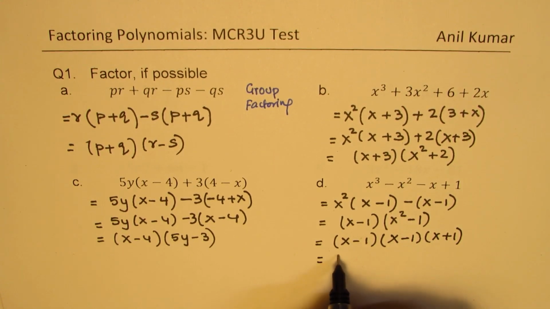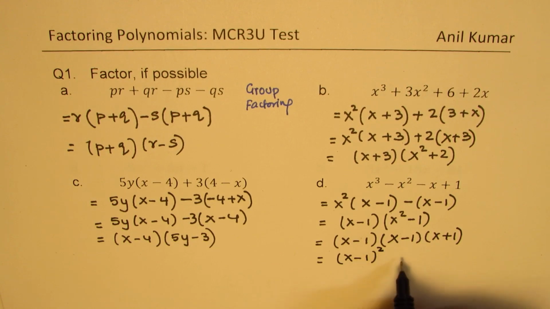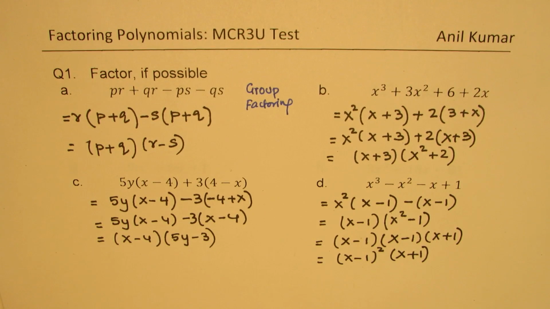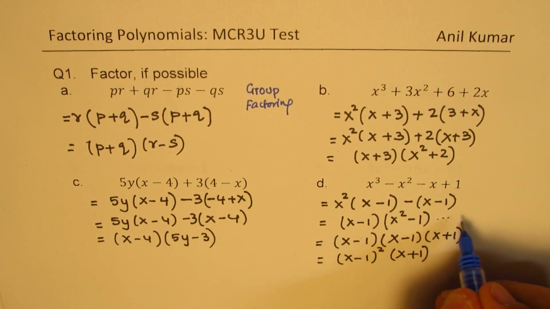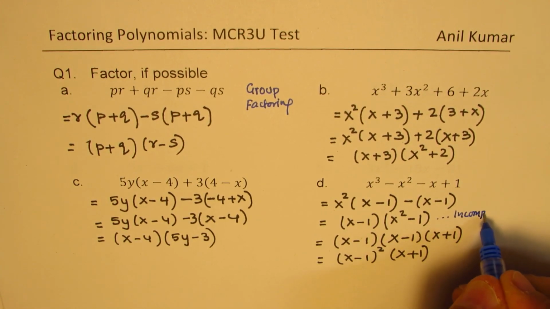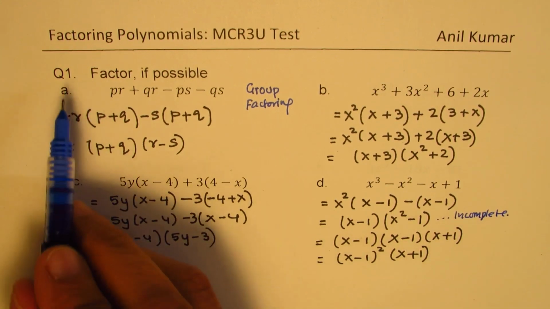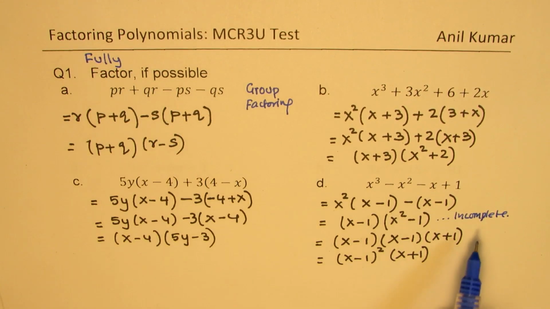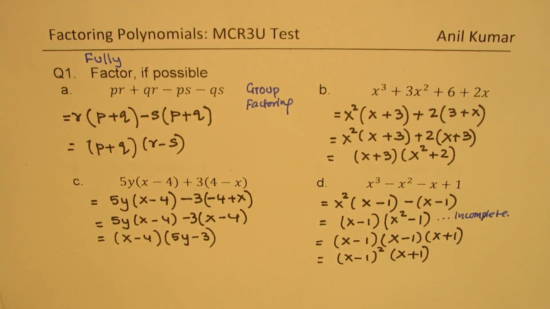Now some of you can also write this as x minus 1 whole squared times x plus 1, right? So either one of these two as your final answer is correct. If you leave this at this stage, this is incomplete. Whenever we are saying factor, then normally in the question it will be fully factored. So you have to actually write till the end, taking out all the common factors. That's key to getting full marks in this topic. Is that clear to you?